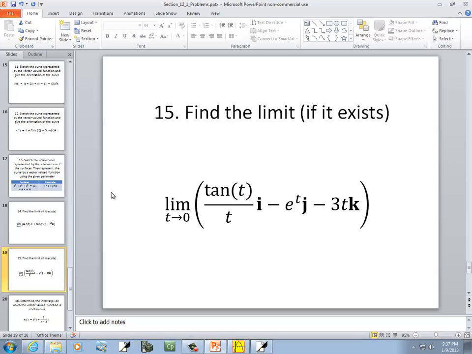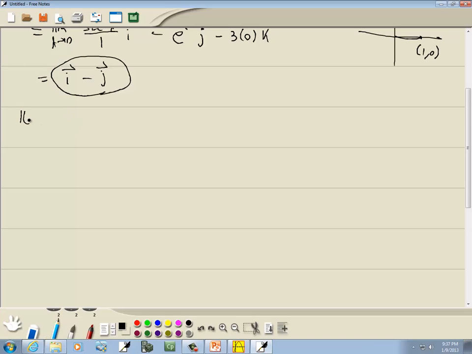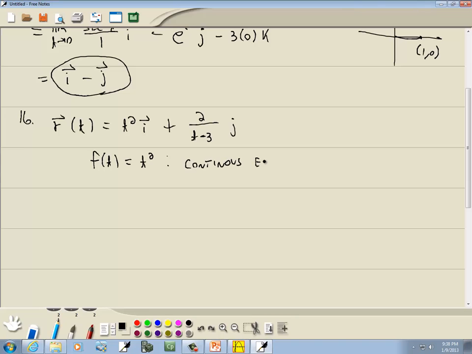Now the last thing talks about where it's continuous. And this is, again, pretty similar to what we've seen already. You look to where each component function is discontinuous. And where the component function is discontinuous is where the vector valued function is discontinuous. Well, if I look at t squared, so f of t is equal to t squared, this is continuous everywhere. There's no place where that's discontinuous. No place where it's undefined.